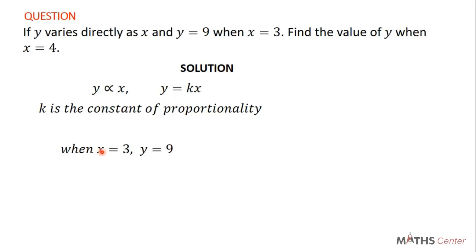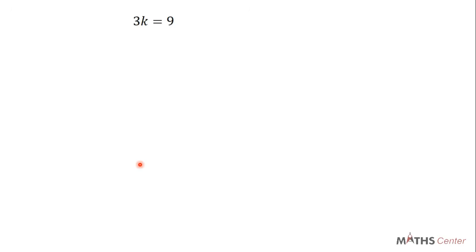So if x is equal to 3 when y is equal to 9, then 9 is equal to k times 3. And this will give us 3k is equal to 9. From linear equations, we know that we are going to divide the left hand side by 3 and the right hand side by 3. And k will give us 3. So we now have the value of k to be 3.